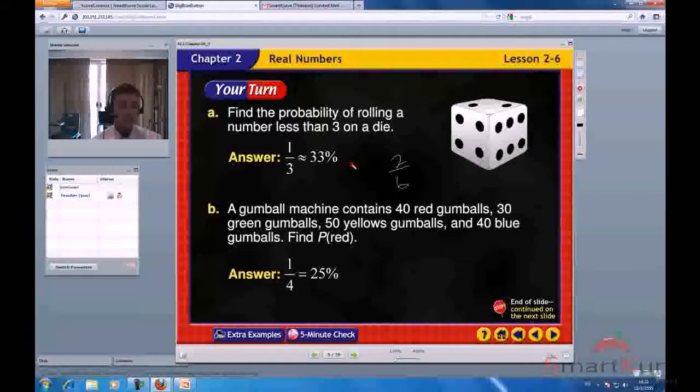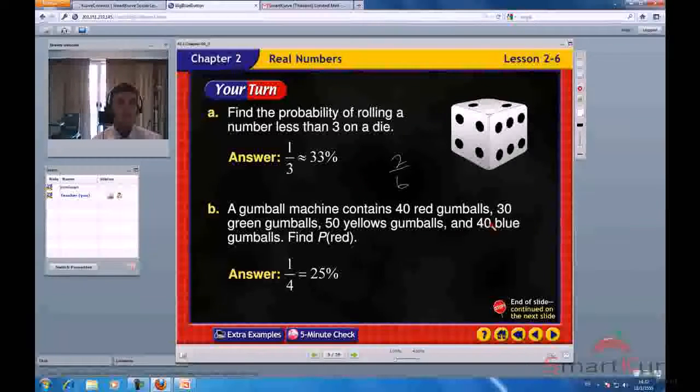A gumball machine contains 40 red gumballs, 30 green gumballs, 50 yellow gumballs, and 40 blue gumballs. Find the probability of picking a red gumball. There are 40 red gumballs, and there are 40 plus 30 plus 50 plus 40 total gumballs. That is 40 plus 30 is 70, plus 50 is 120, plus 40 is 160.